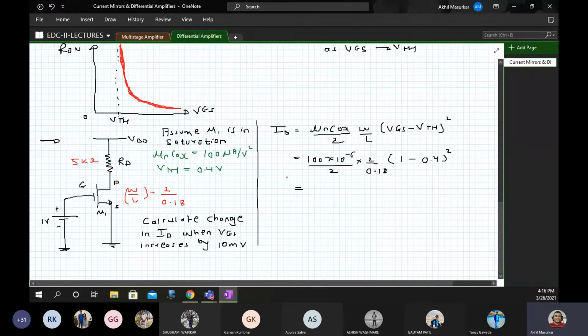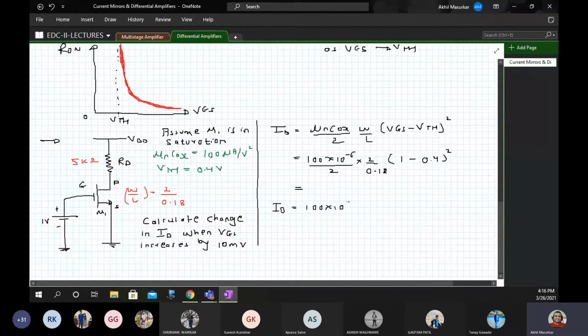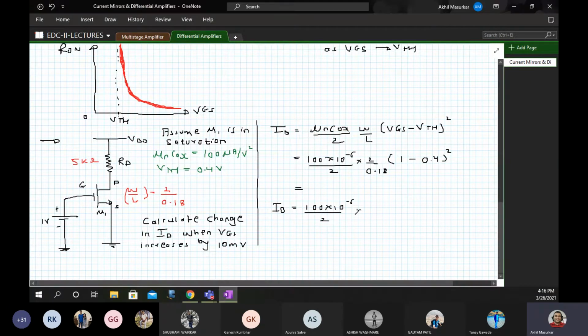And then they have told us what is the change in drain current if VGS increases by 10 millivolts. So in case ID is equal to 100, all other parameters will be same. This entire thing upon 2 into 2 upon 0.18. 10 millivolts means 1.01 volts, minus 0.4, the whole square. So we want to know what is the value. So please tell me these values. What is the value here and here?